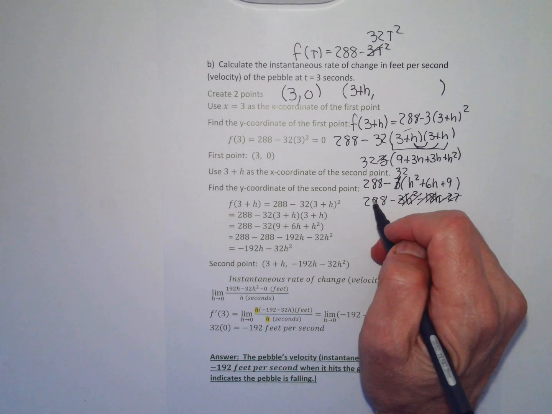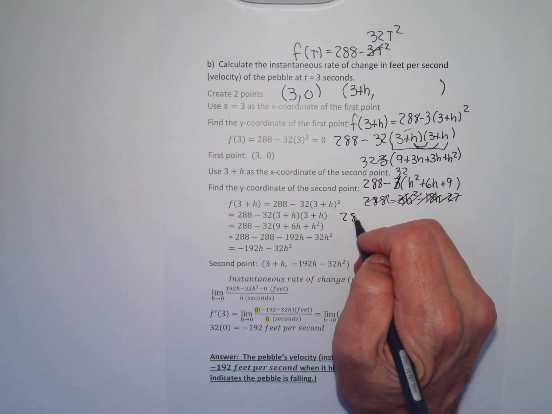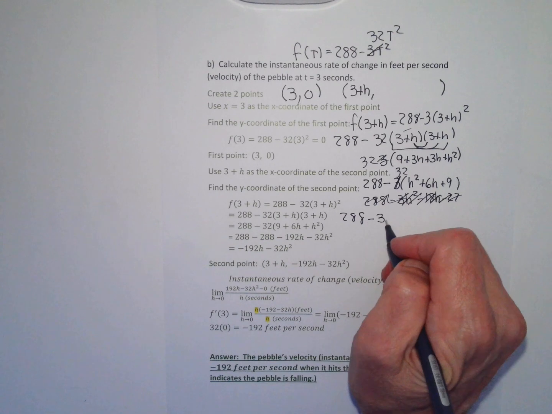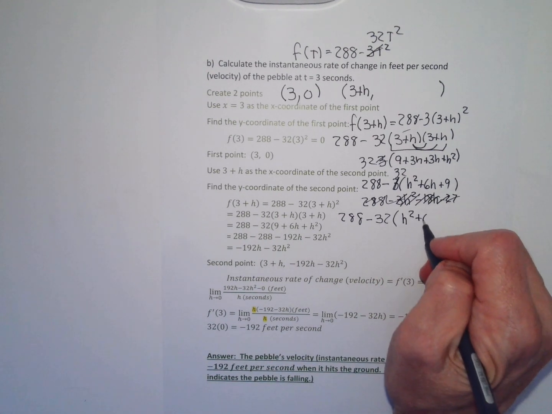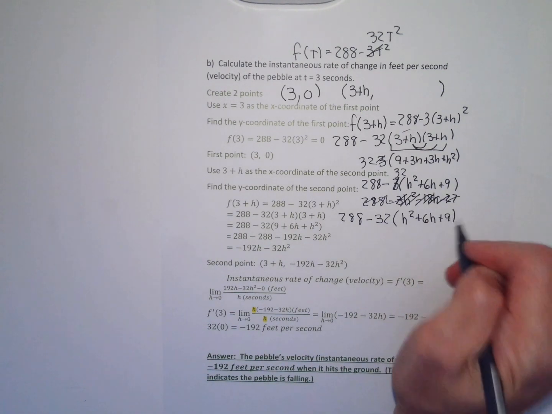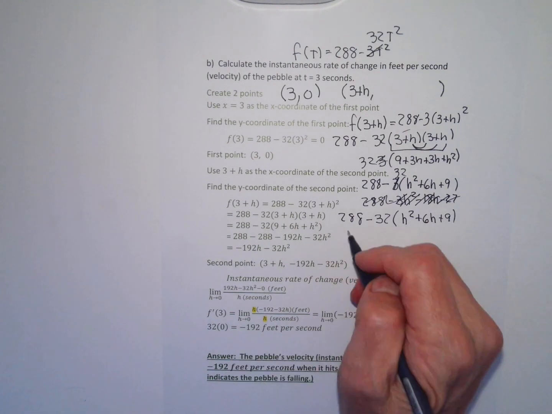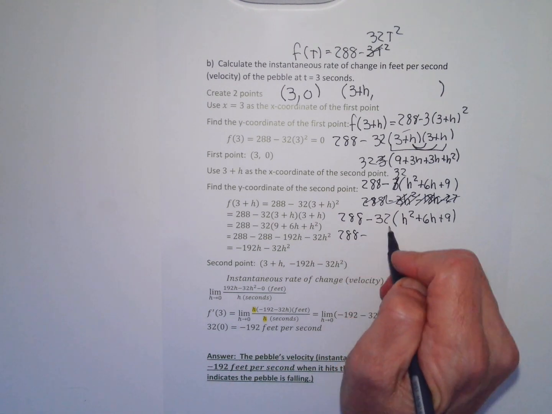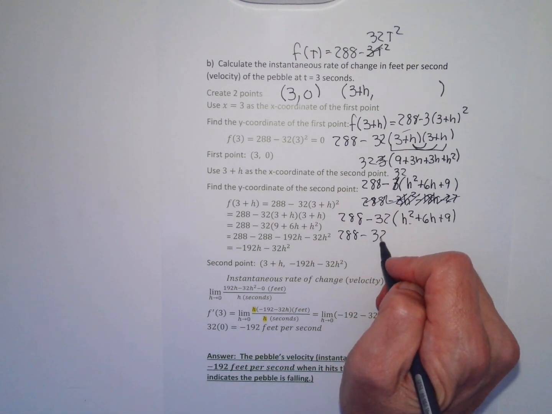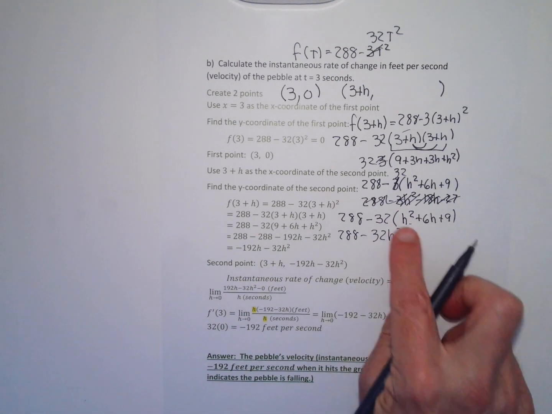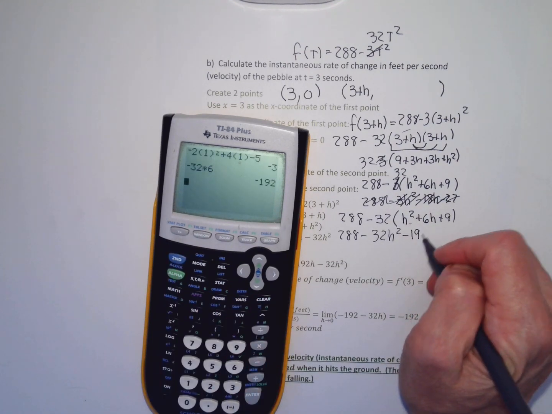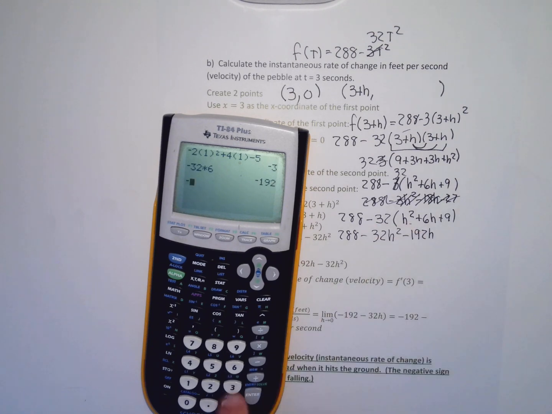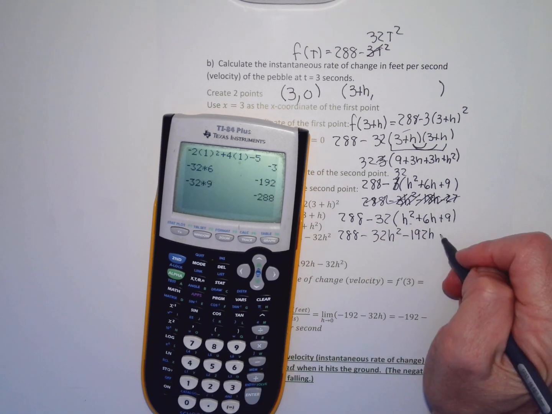So let me rewrite this line. I have 288 minus 32 times h squared plus 6h plus 9. And now I'm going to go 32 times h squared. So I'm going to get 288, and then minus 32 times h squared is minus 32h squared. And then minus 32 times positive 6h, so I go minus 32 times 6 and get negative 192h. And then minus 32 times 9, I get minus 288.